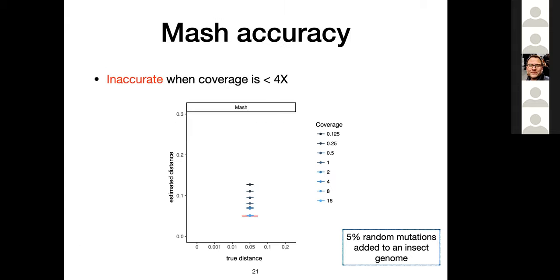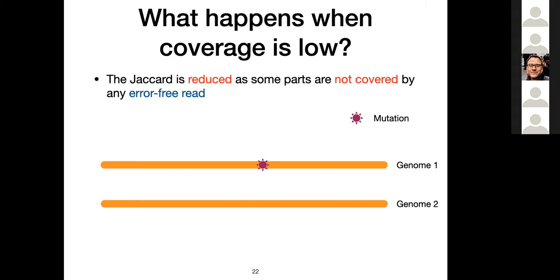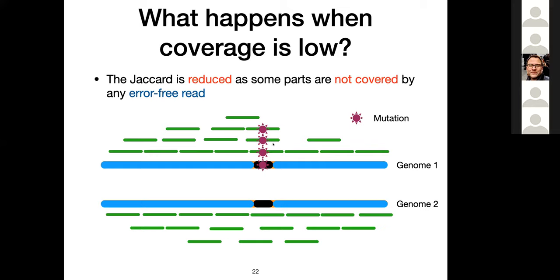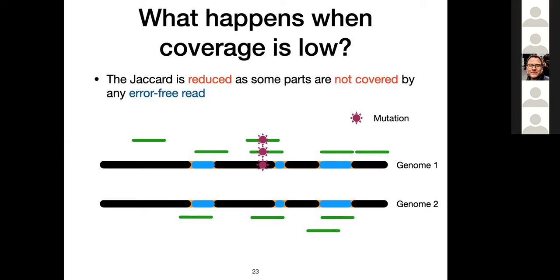The problem is when you reduce the coverage, we are going to overestimate the distance dramatically, right? So it's not so good for low coverage. The reason is that if you have high coverage, the Jaccard is only a function of where you have mutations. Where you have the mutations, your k-mers are going to be different. Everywhere else, they're going to be the same. When you have low coverage, that's not the case.